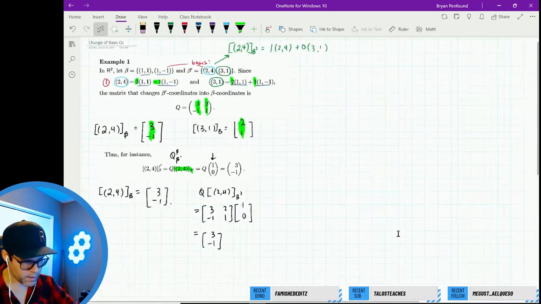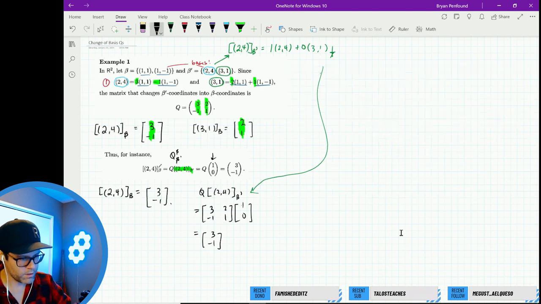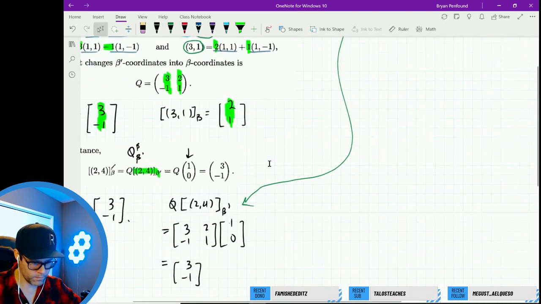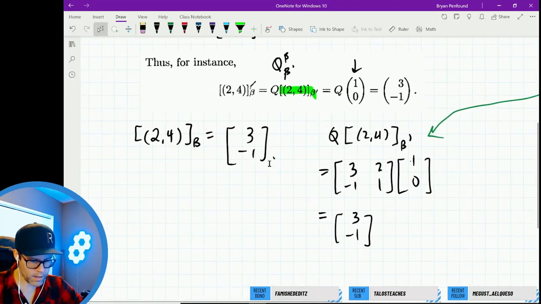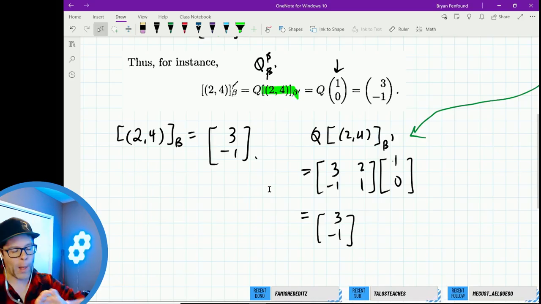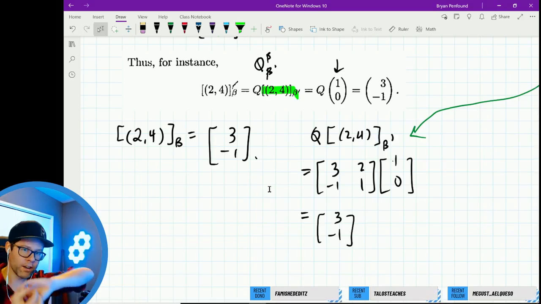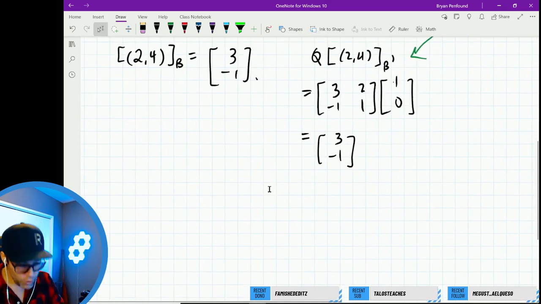I will probably export this as well, so let me put a little star here and say that we've used that down here. So that's how this works. That's how Q works. Q takes us from basis beta prime and converts that coordinate vector into a coordinate vector in basis beta.